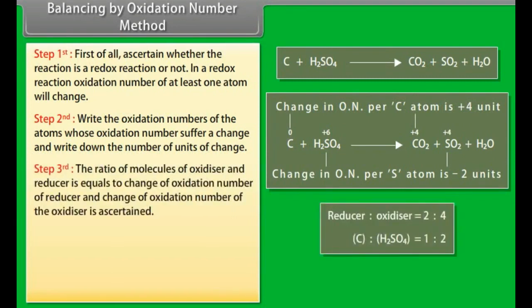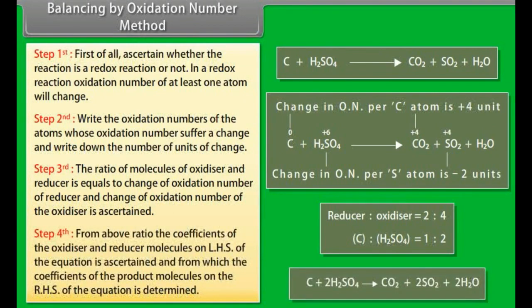Step third. The ratio of molecules of oxidizer and reducer is equal to the change of oxidation number of the reducer and the change of oxidation number of the oxidizer. If the ratio is not a simple one, make it simple. Step fourth. From the above ratio, the coefficient of the oxidizer and reducer molecules on the LHS of the equation is ascertained, and from which the coefficient of the product molecules on the RHS of the equation is determined.